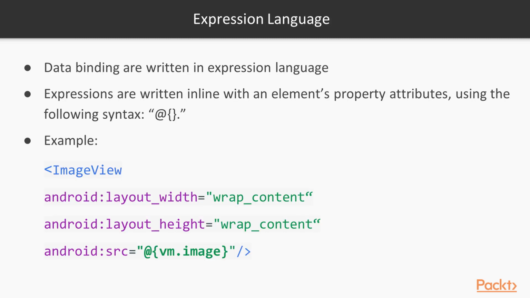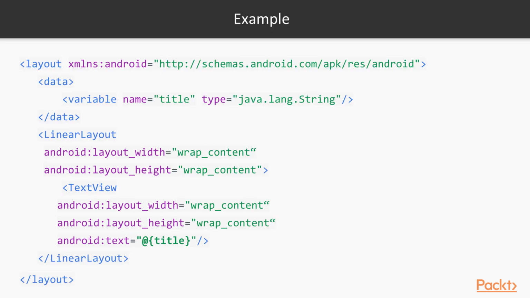Now, here's an example right here using the data binding expression language. The expression language allows you to write inline data bindings pretty much using the following syntax, which is the @ symbol and two curly braces. Here's an example of an image view having an image set using the data binding language. Here's a more elaborate example showing you the actual layout tags, as well as a data tag and a variable called title, which is of type string.